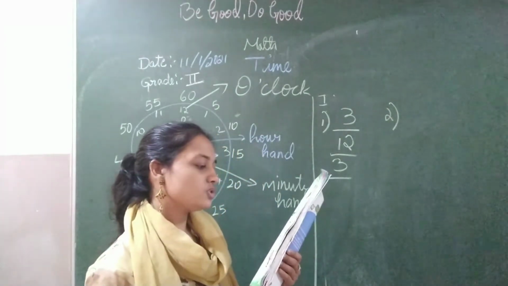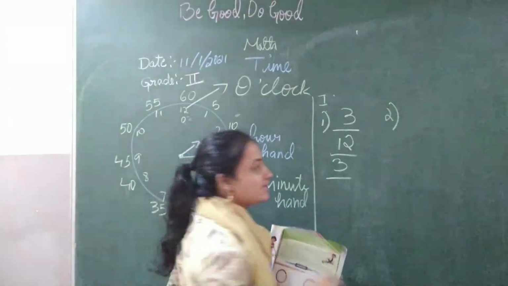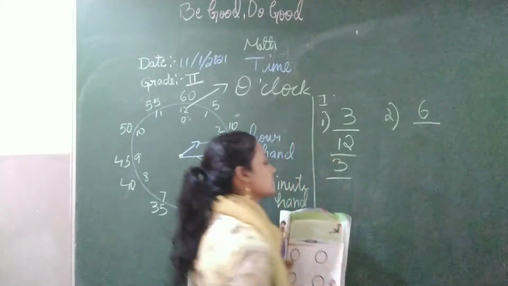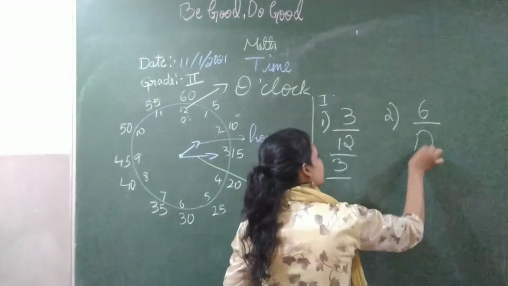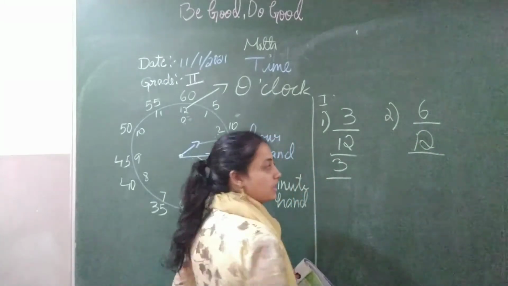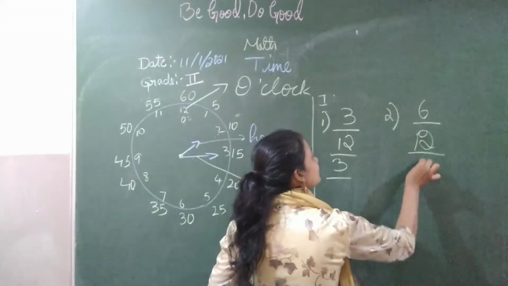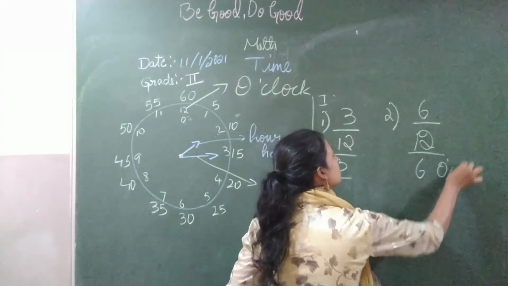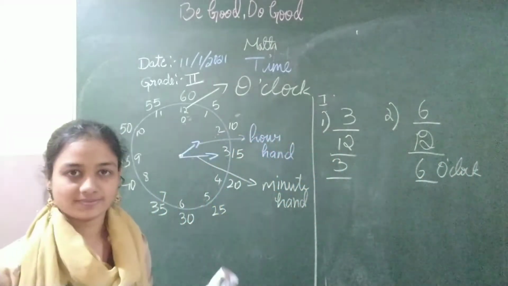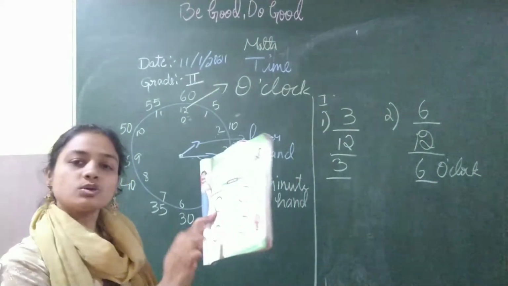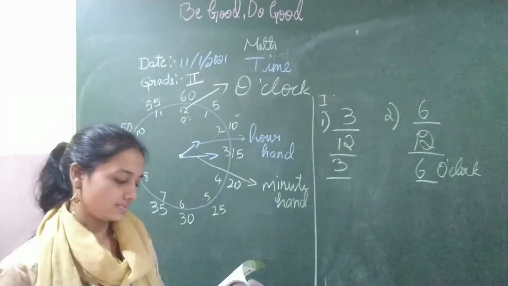What is the short hand showing? Short hand is showing 6. My long hand is showing 12. So what is the time now? It is 6 o'clock. You write only 6 in the dash. And other two I want you to write it.